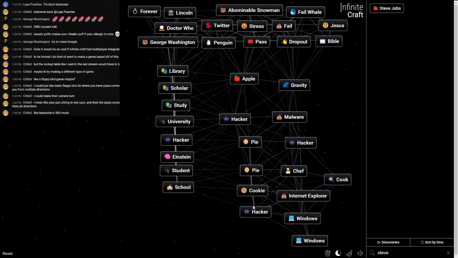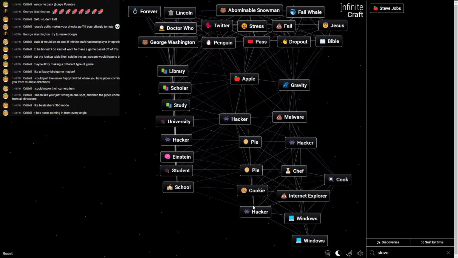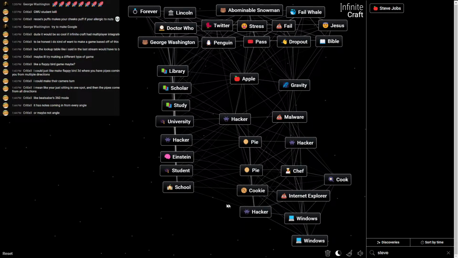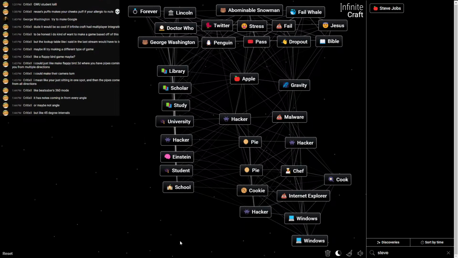I didn't know Beat Saber had a 360 mode. What does that look like? Let's see. Holy. Oh, what the heck? That is kind of crazy. Yeah, it's like coming in from like multiple like paths. That is kind of intense.